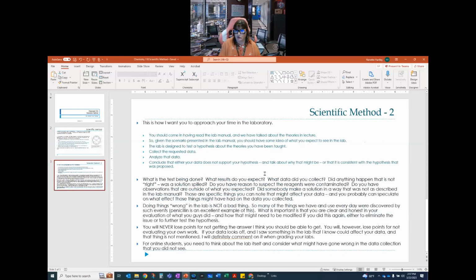Now, this is important to you in terms of the laboratory because you have some knowledge that's been given to you through the lectures that we do. And so you should have, based on the knowledge of what we talk about in the lecture, what you've read in the lab manual, what you see in the virtual labs, that you can then take to say, okay, I expect it to behave this way. I expect it to do this. I expect it to do that. That should be something that you can do, okay? Given the scenario presented in the lab manual, you should be able to expect what you might see.